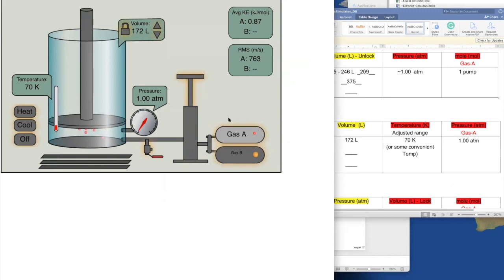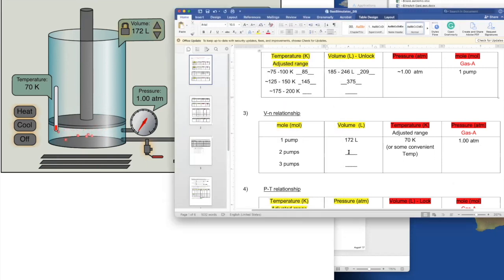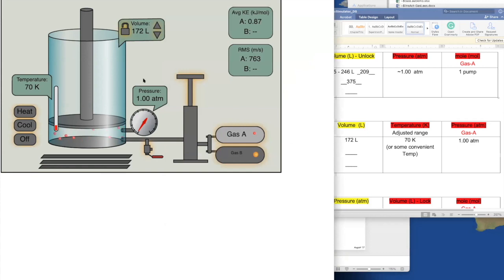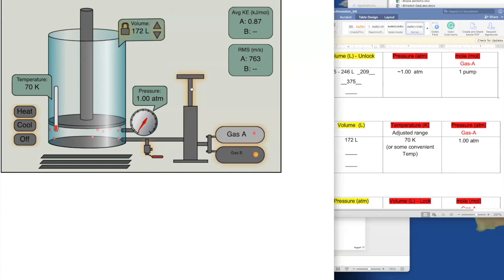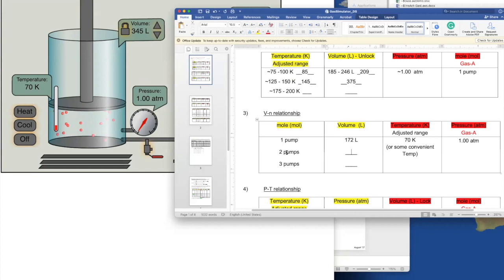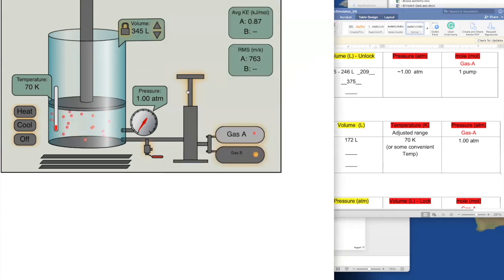Okay, 1 pump, 70. And now what I'm going to be doing is I'm changing the number of pumps. Look at the volume, 172. So for 1 pump, 70 degrees, 1 atmosphere, that's 172. That's correct. So the next is 2 pumps. So another pump. Look at the volume. Type that in right here. And then we're doing 3 pumps. Look at the volume. Type that right there.